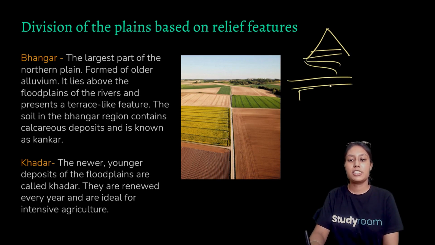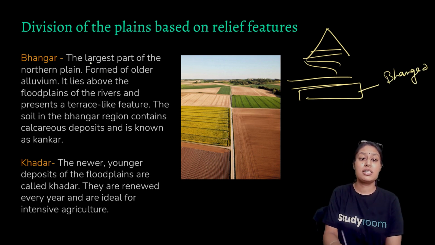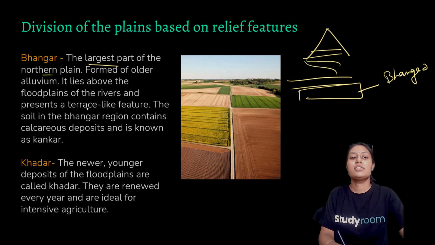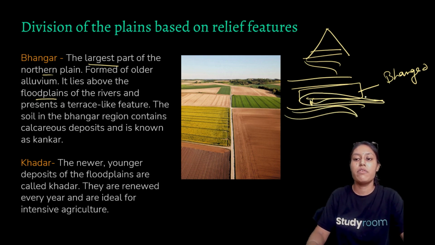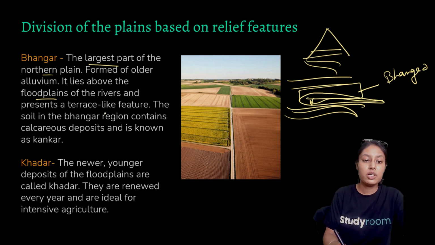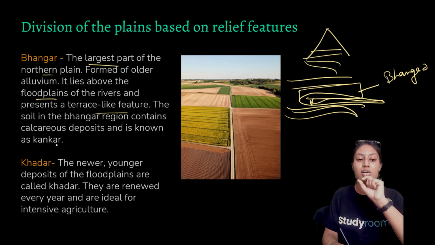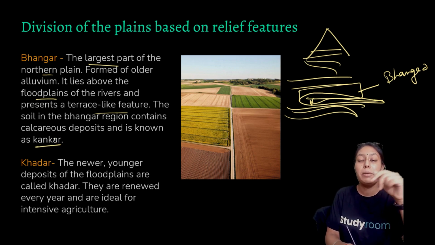Next part is called Bhangar. Why Bhangar? Because it's the largest part, and it's the most plain area, as you can see in this picture. It lies above the flood plains. For example, this is the water level, this is water, and it lies above the flood plain of the river. It has terrace-like features and soil. They deposit a calcium carbonate called kankad. So we find a lot of kankars in the Bhangar plain.